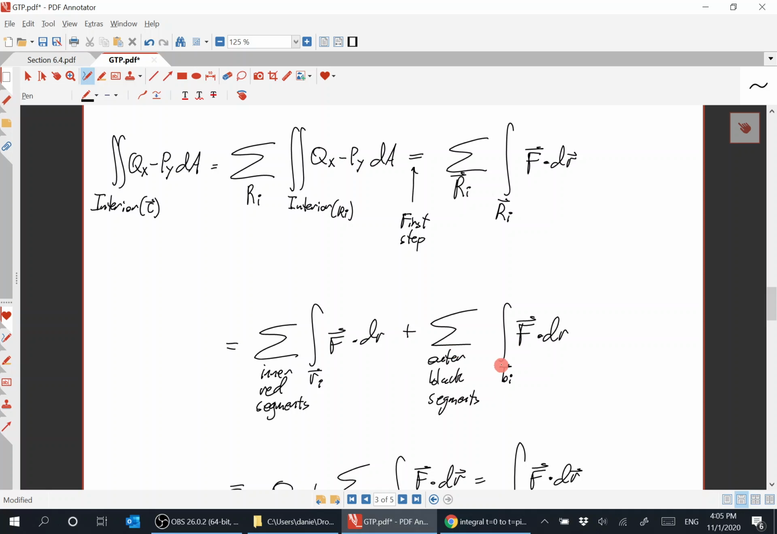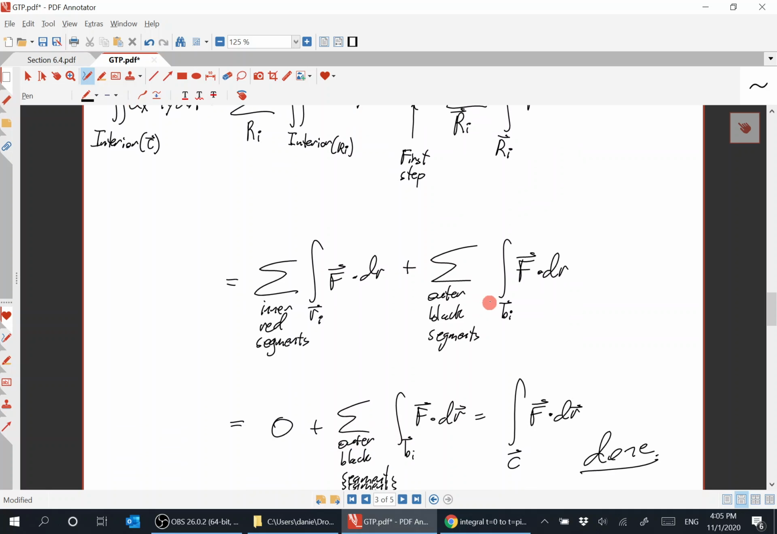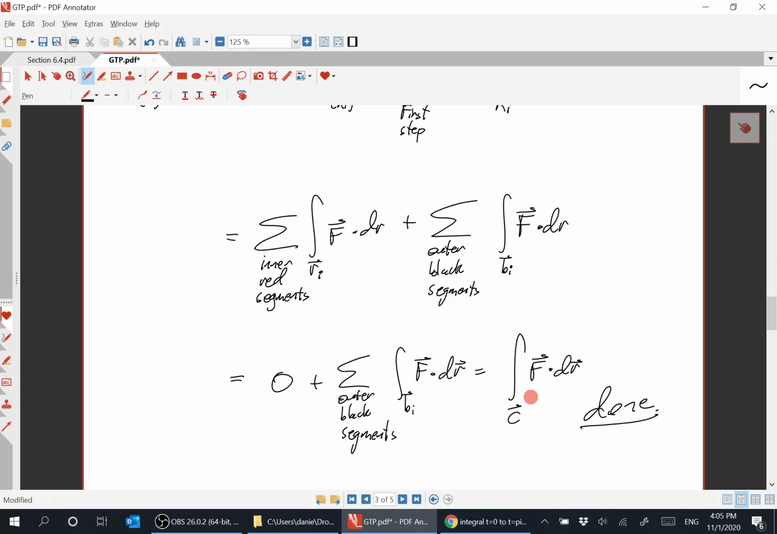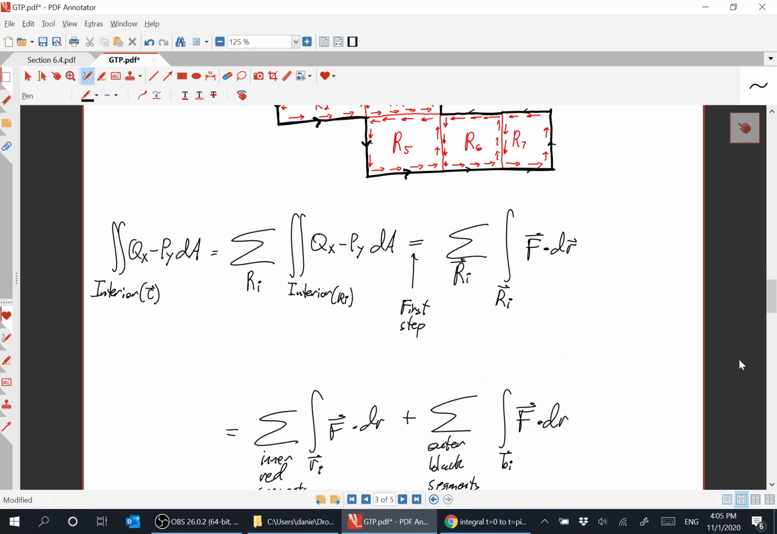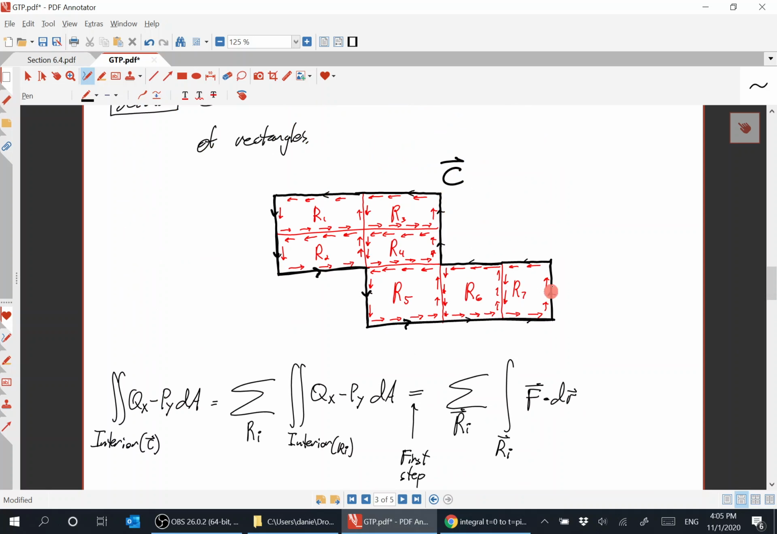Plus the sum over the outer black segments of the line integral on the black segments. But the line integral on the black segments is just the line integral over the outer C. And that's it. You're splitting up the outer boundary into these black segments, and then the red segments disappear.